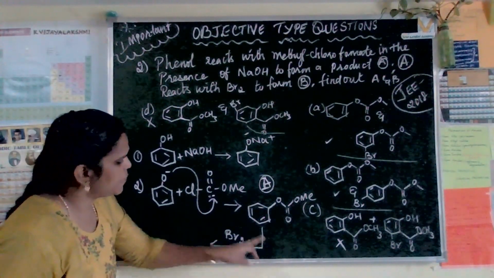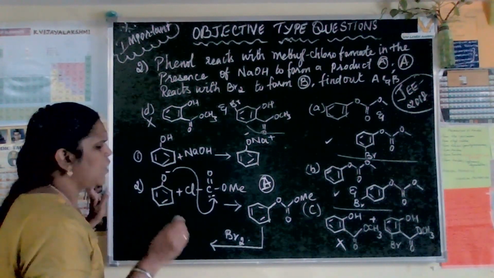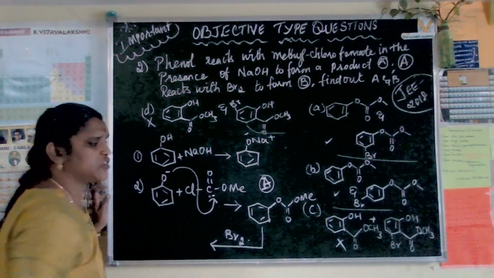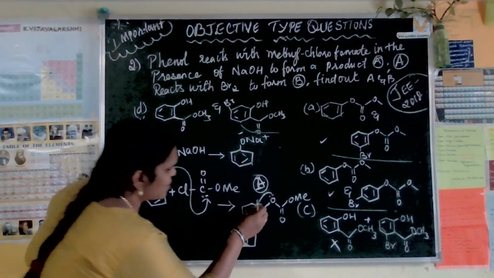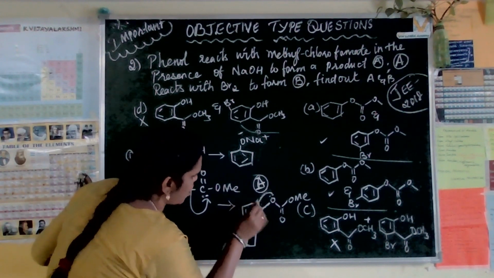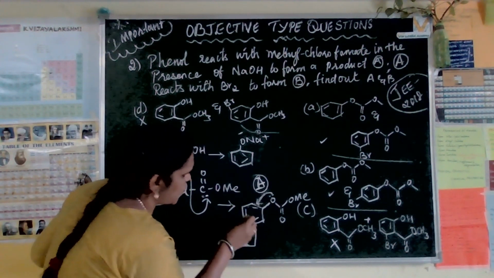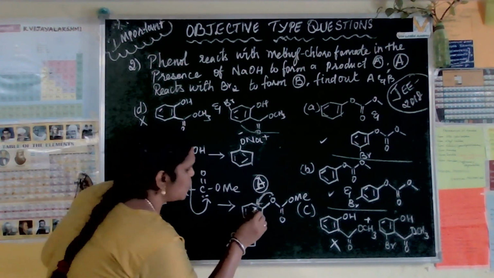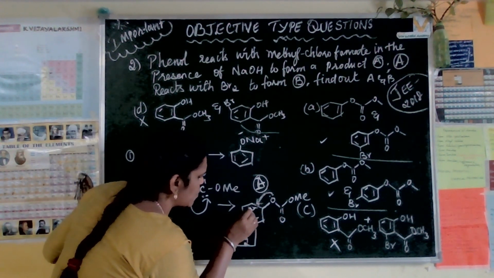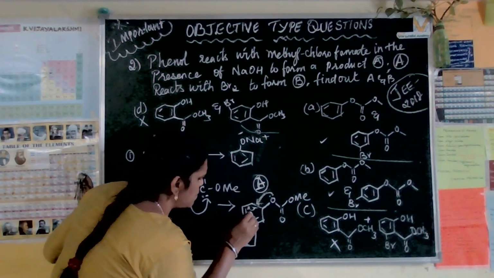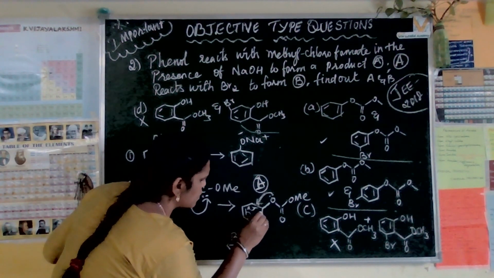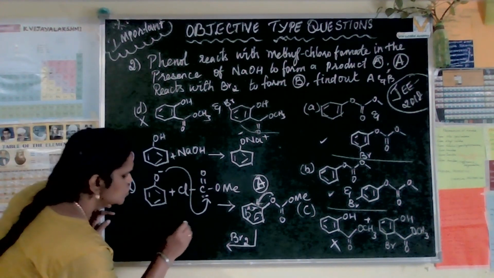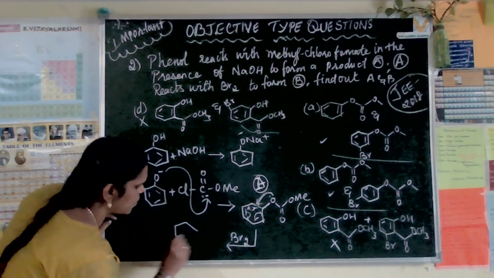Now this compound A reacts with bromine. What happened in this? Which is the functional group? This O is the functional group. So the electron density is pushed into the para position due to resonance. This double bond goes over here, then this double bond goes over here, and now this one goes over here. So automatically it reacts with bromine. So you will get the compound like this.